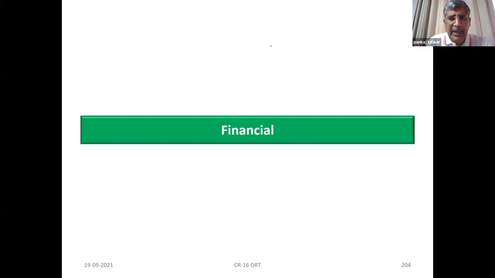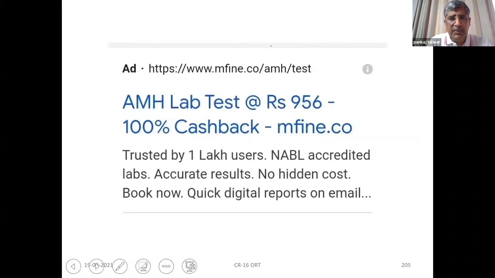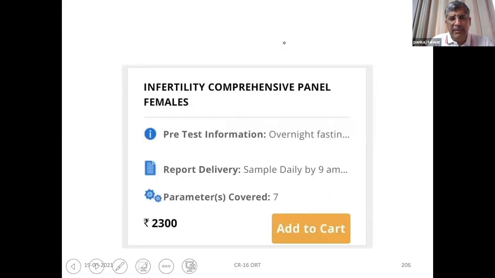Finances play a key role in our treatment. When you look at the price of an AMH test, that will cost somewhere around ₹956. I've taken a few rates from the net, and we find that the whole panel which we get from many of the companies is somewhere around ₹2,300 plus taxes and GST. This may amount to around ₹2,700.